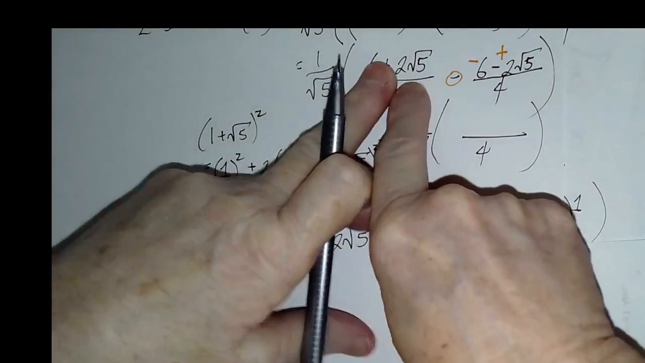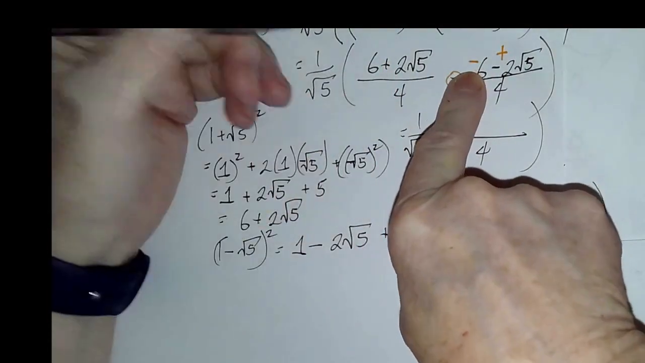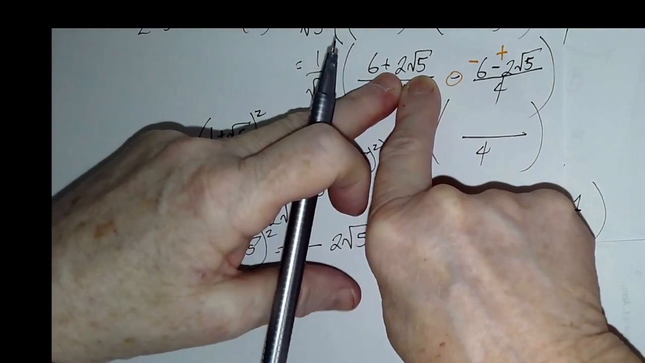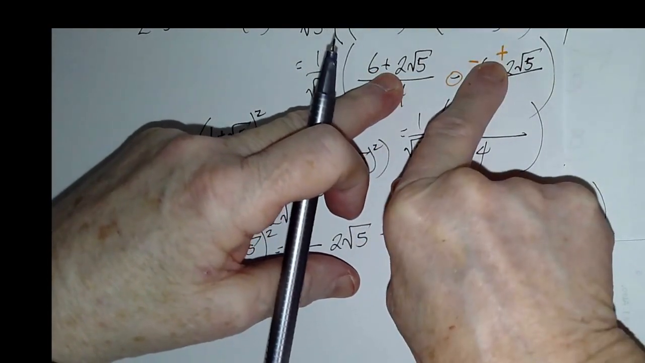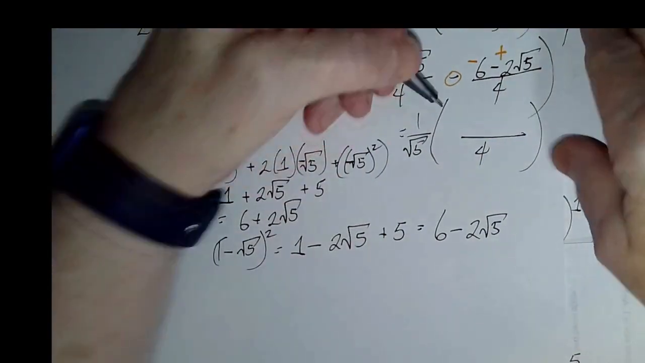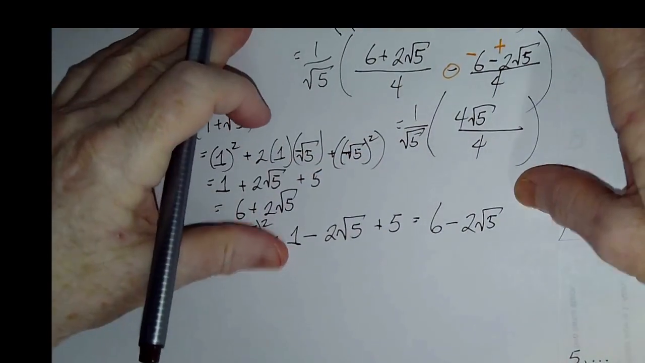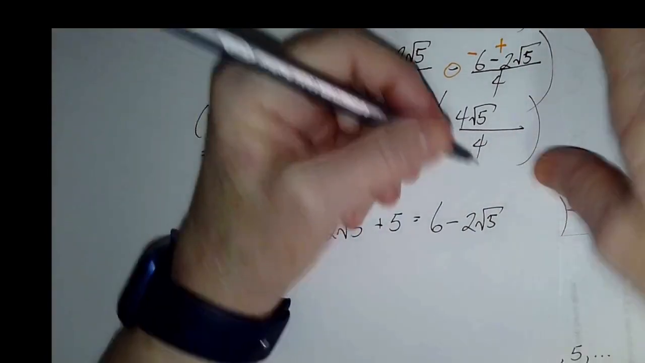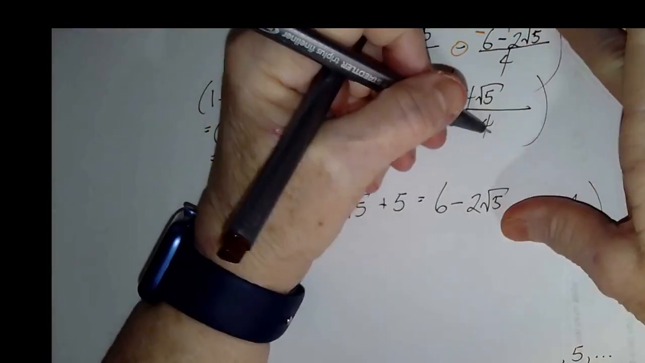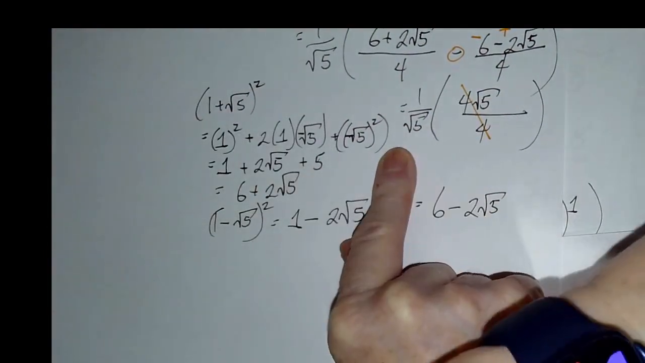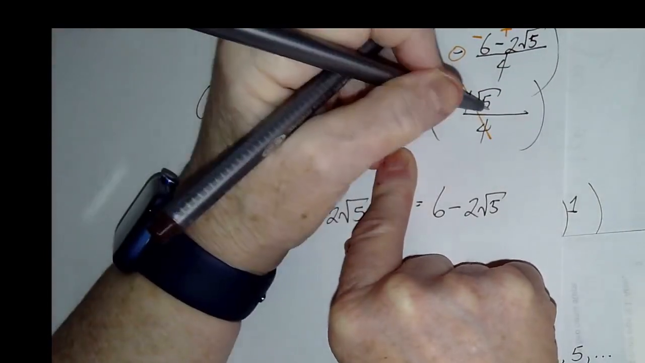Six minus six, the sixes go away. We have the square root of 2 times the square root of 5 plus 2 times the square root of 5. So that's 4 times the square root of 5. And check it out, 4s divide out. We're left with square root of 5 over square root of 5. The square root of 5s divide out. We're left with 1.